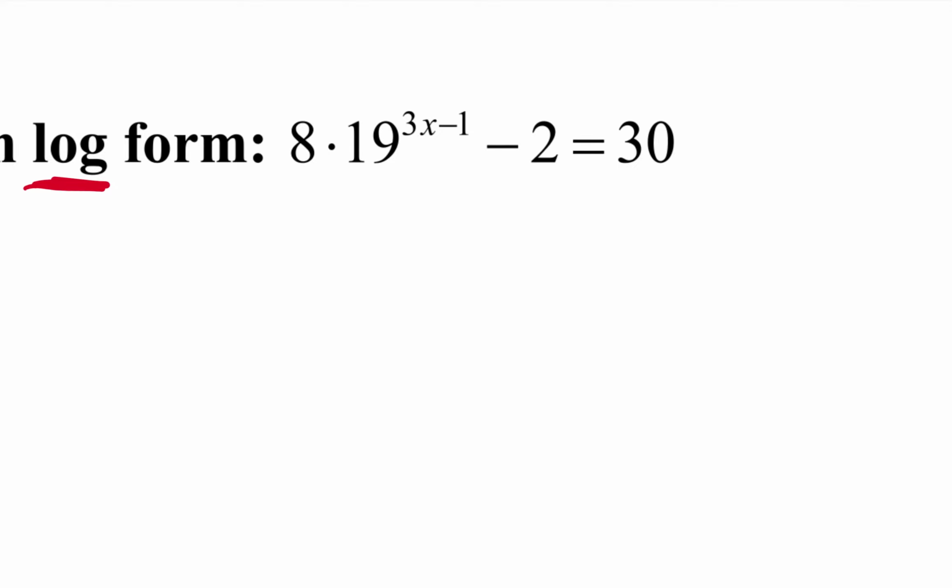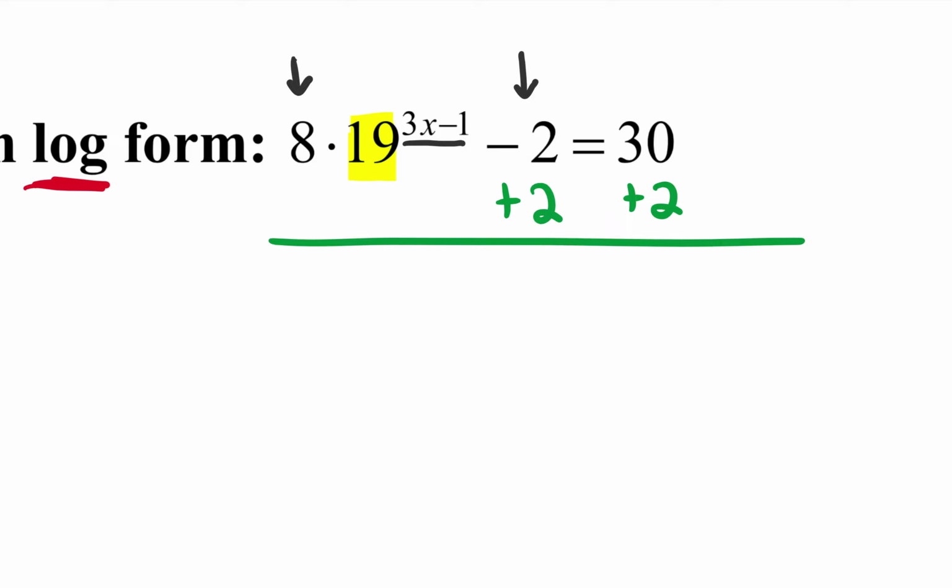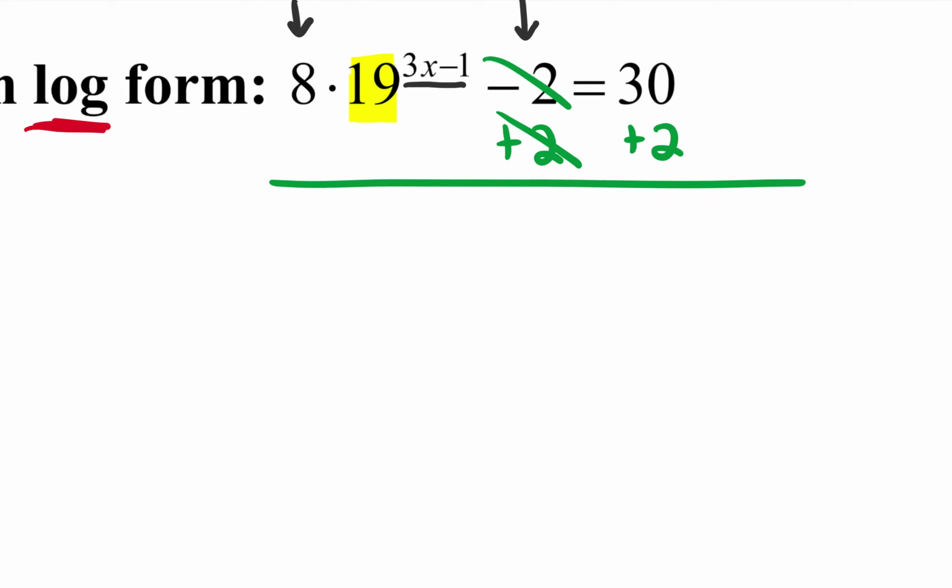Alright, if you remember these, I need to get the base and my exponent by itself, which means I have to move this 8 and this minus 2. Then I can convert to log, okay? So first thing I have to do is add 2. Remember, you have to add and subtract before you can multiply or divide when solving for any variable.